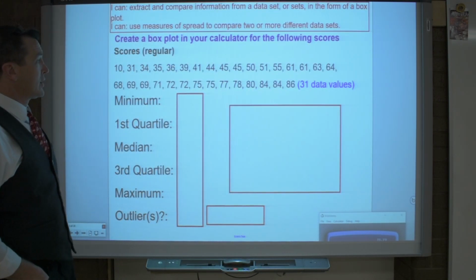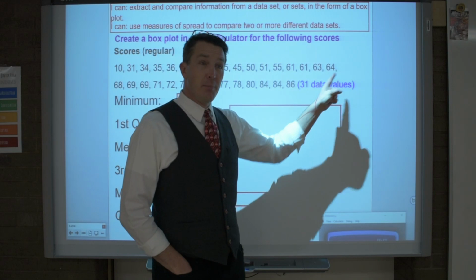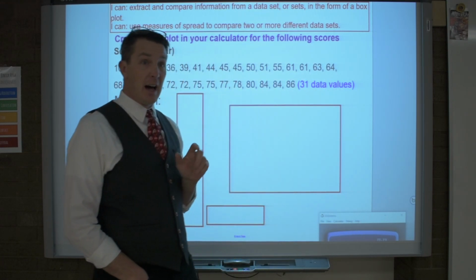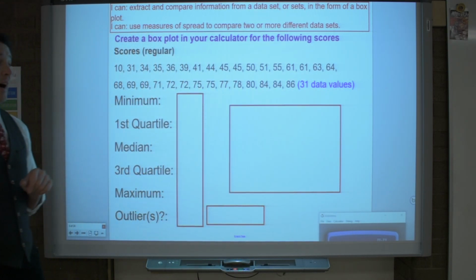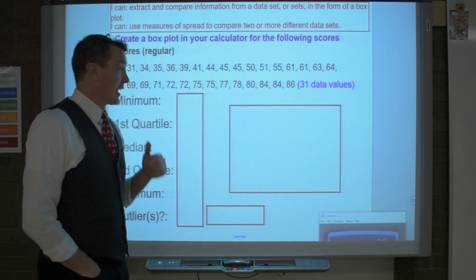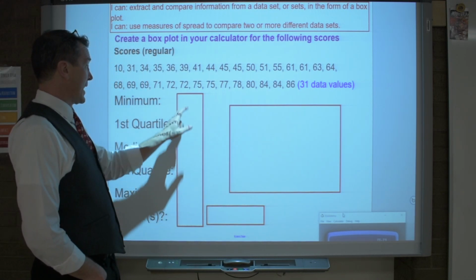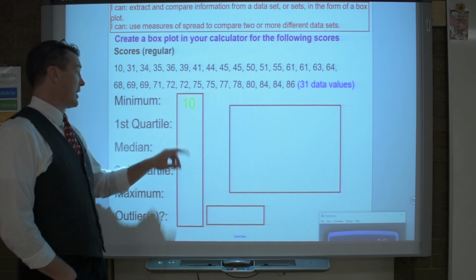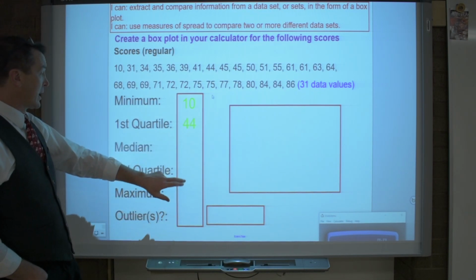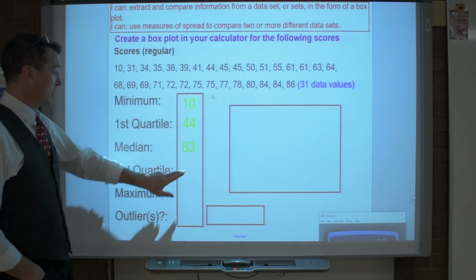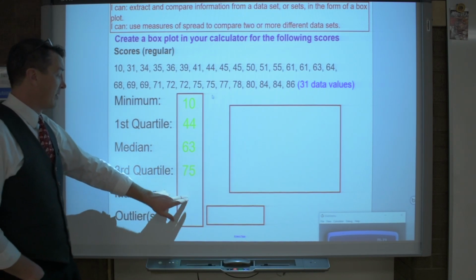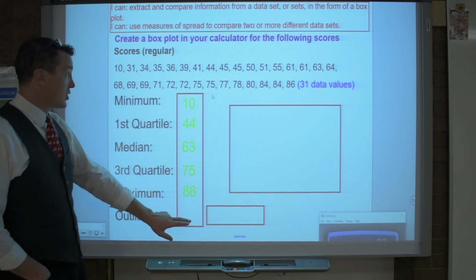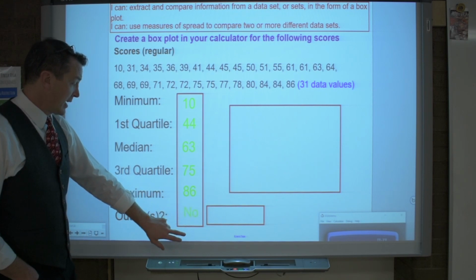So boom, here's some data. This is 31 data points. If I had to type this in, this is a lot of typing in, right? I would type it in, then I get one variable stats, and it would say, oh, my minimum is 10, my first quartile is 44, my median is 63, my third quartile is 75, my maximum is 86, and do I have an outlier? And in this case, it says no.